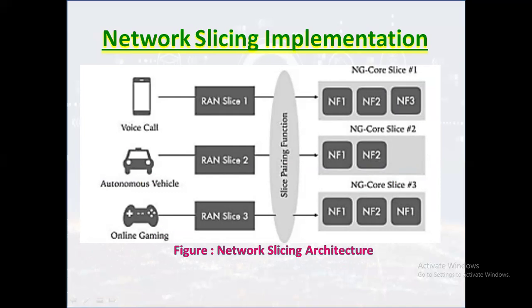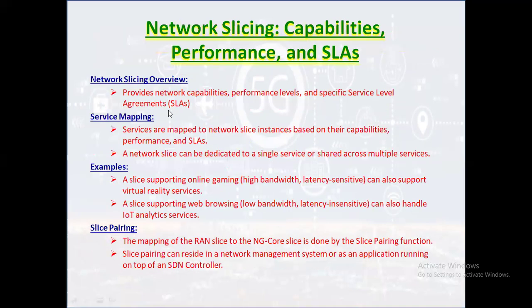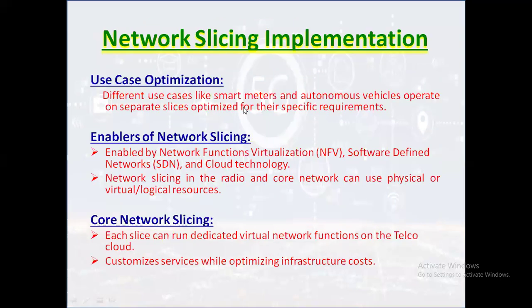We'll discuss in detail. So network slicing allows different use cases such as smart meters and autonomous vehicles to operate on separate slices customized to their specific requirements. This optimization ensures that each application receives the necessary bandwidth, latency, and reliability, enabling efficient, effective service delivery.